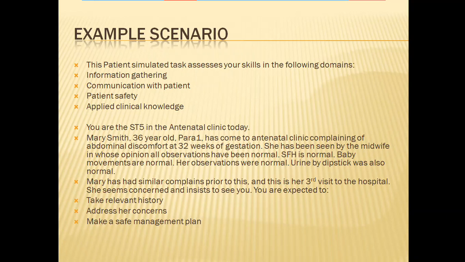Mary Smith, a 36-year-old para 1, has come to the antenatal clinic complaining of abdominal discomfort at 32 weeks of gestation. She has been seen by the midwife, in whose opinion all observations have been normal. The symphysiofundal height is normal. Baby movements are normal. Her observations were all normal. Urine by dipstick was also found to be normal.